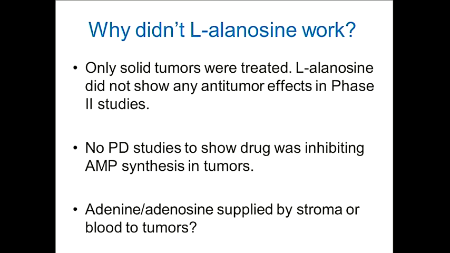So why didn't it work? Well, they only treated solid tumors. And L-alanosine is an ineffective drug, and it's been abandoned. Phase 2 trials didn't show any activity. So they used an inactive drug in the usual dose schedule, and they didn't see anything. They didn't do any pharmacodynamic studies to show that the drug was actually inhibiting AMP synthesis in the tumor. Did it really get into the tumor? And finally, there may be some salvage of adenine or adenosine by the stroma, which prevented its activity.